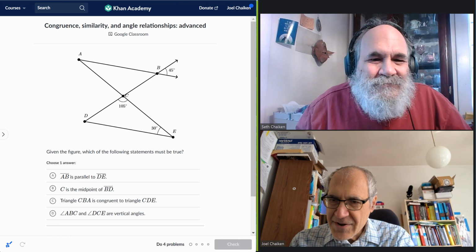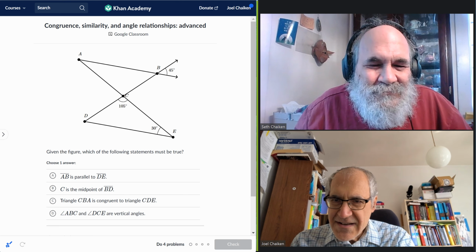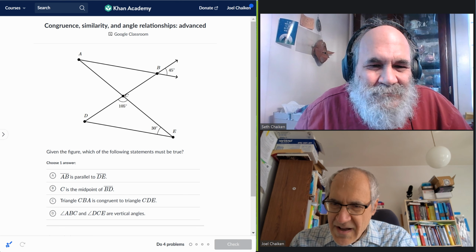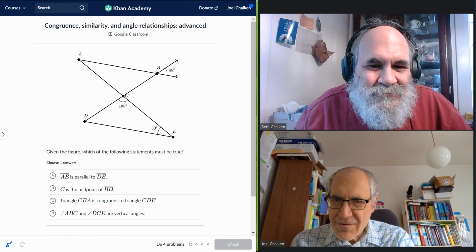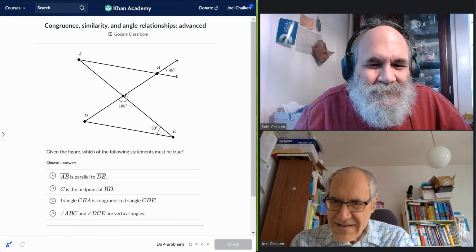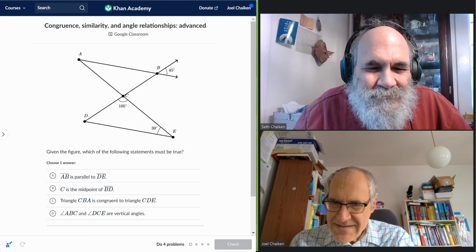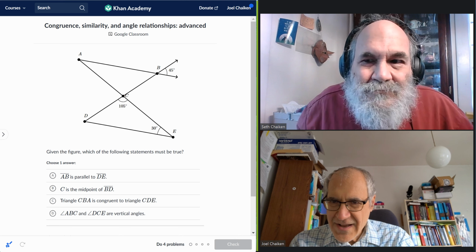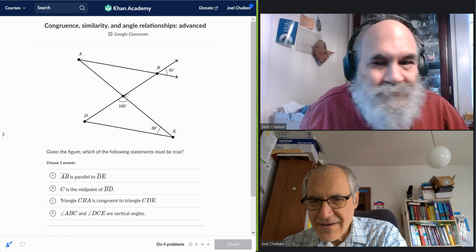They're asking about parallel lines. C is the midpoint. I don't think so. Maybe. Triangle CBA is congruent. Not likely. Angle ABC and DCE are vertical angles. Well, I don't think so.